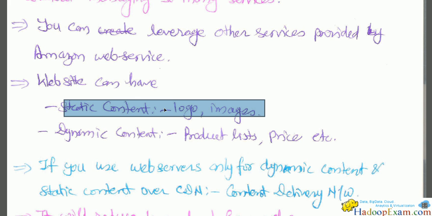CDN. We'll understand what CDN means in detail in the future. So CDN is another service which is good for your static content. Remember this point from the exam perspective. CDN is good for static content like logos and images, and dynamic content would be hosted on your web servers, like HTML pages, product prices and product lists, etc. It would be stored in the database, and then dynamically fetched.